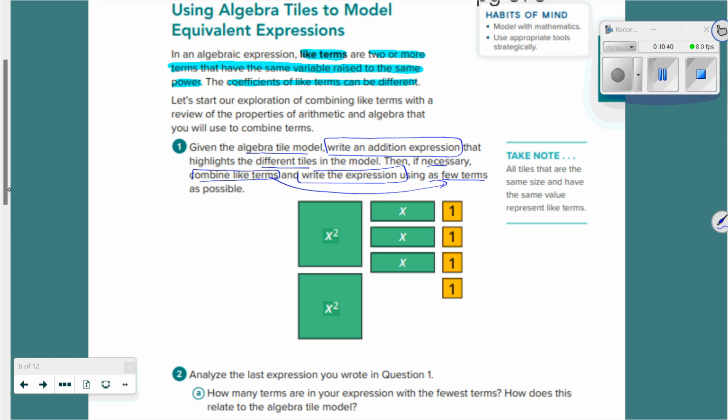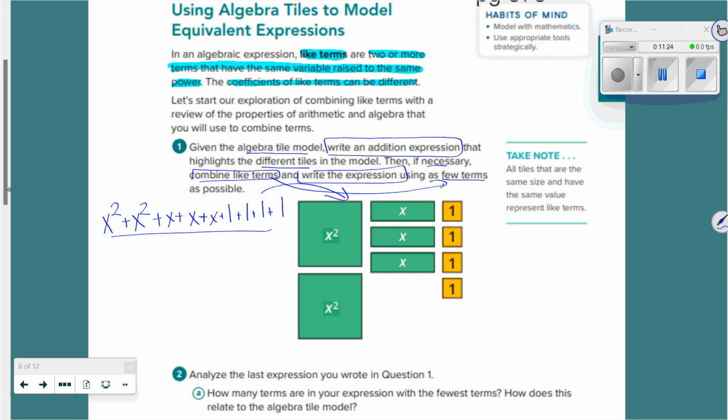So, if I'm going to write this as an addition expression, how many tiles do I have for x squared? 2 of them. So I'm going to write x squared plus x squared because there are 2 of those tiles. Does that make sense? Okay. And how many of the x tiles do I have? 3 of them. So I'm going to write plus x plus x plus x. Then how many of the constant tiles do I have? 4. I'm going to write plus 1 plus 1 plus 1 plus 1. So, does this addition expression represent these tiles? Did I miss anything?